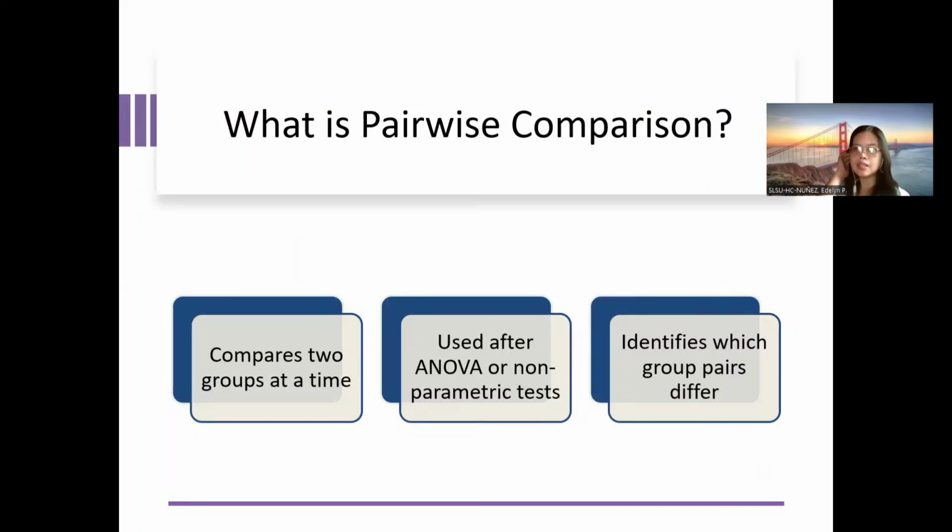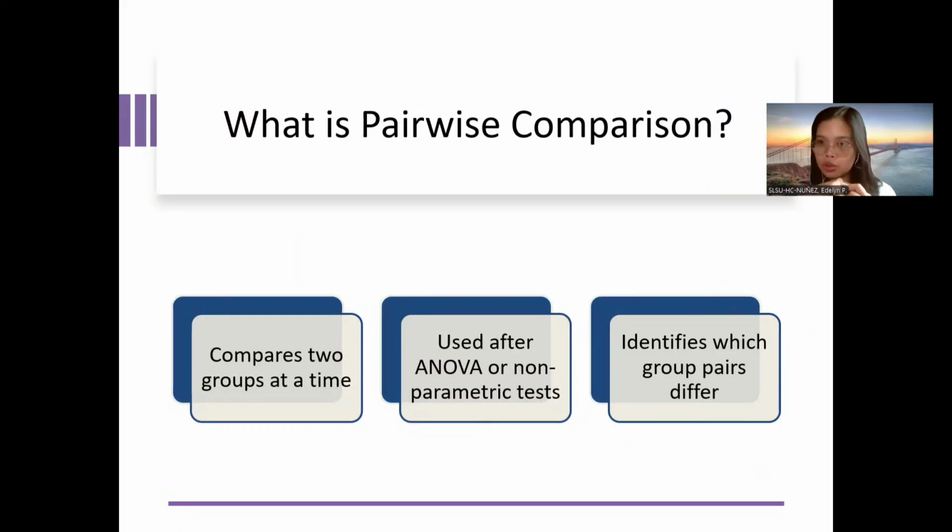So, what is a pairwise comparison? Pairwise comparison is comparing two groups at a time. So, for example, we have gender, male and female. We want to compare their test scores. We're doing a pairwise comparison because that is two groups. We're trying to compare if there is significant difference between the two.